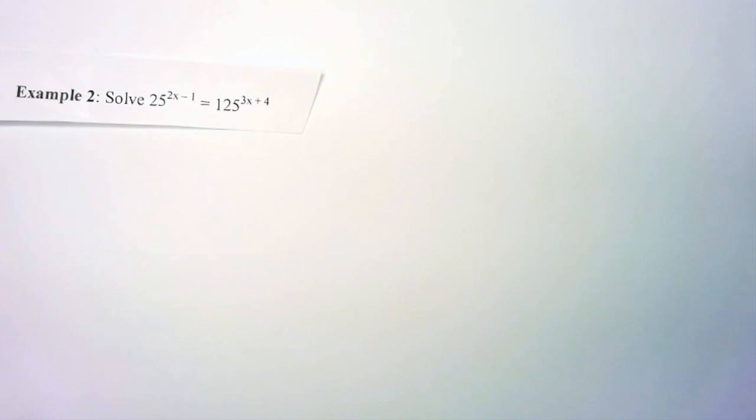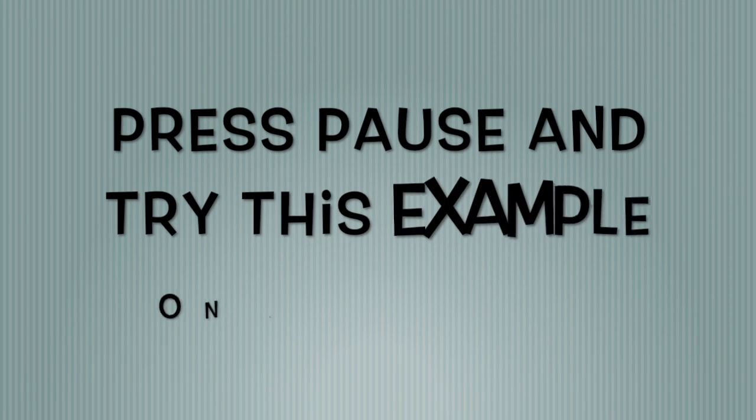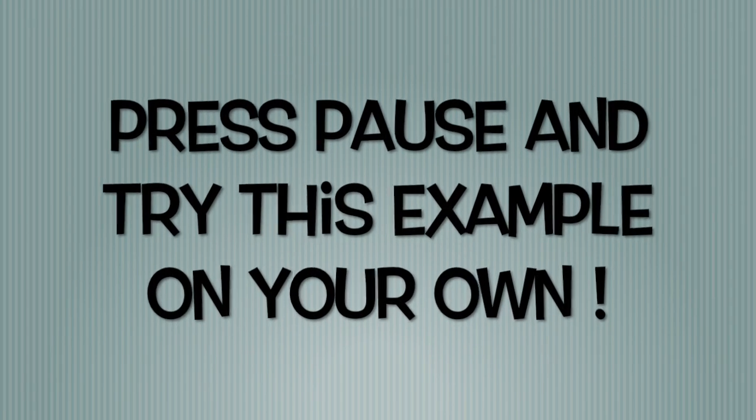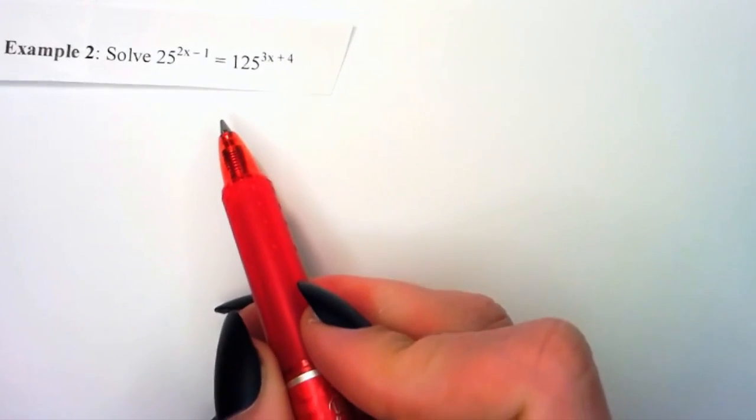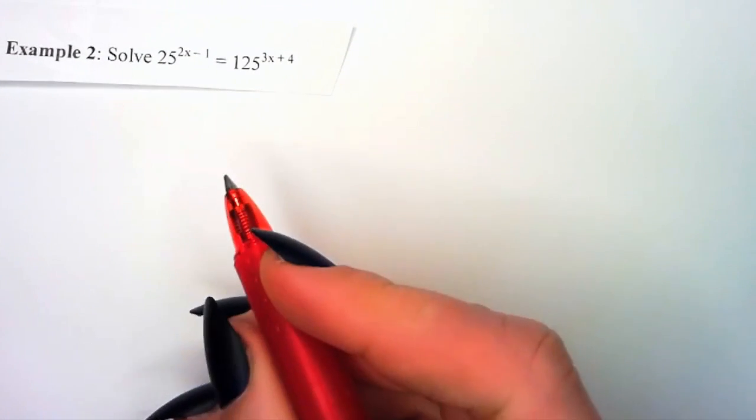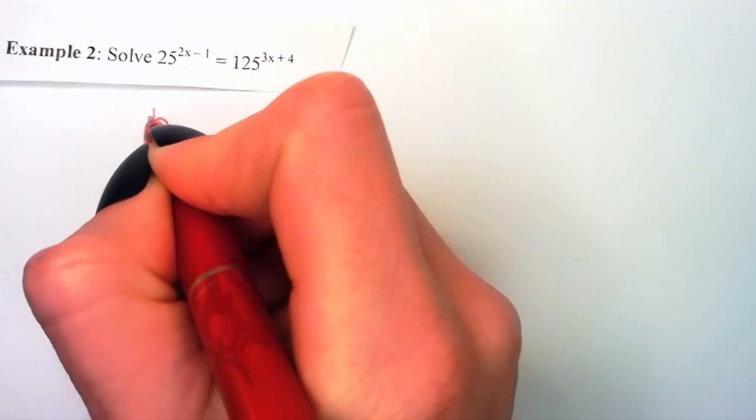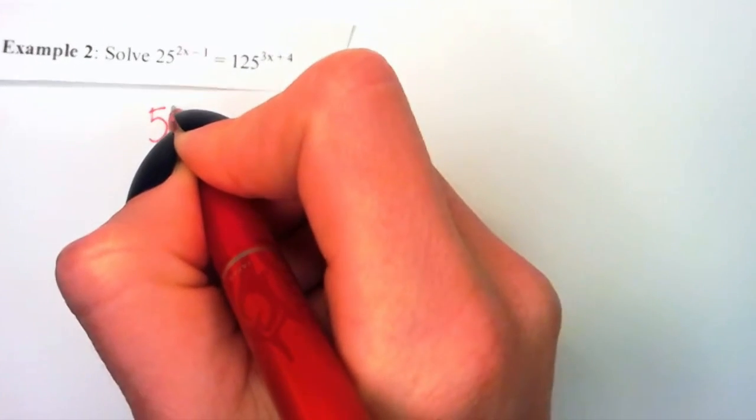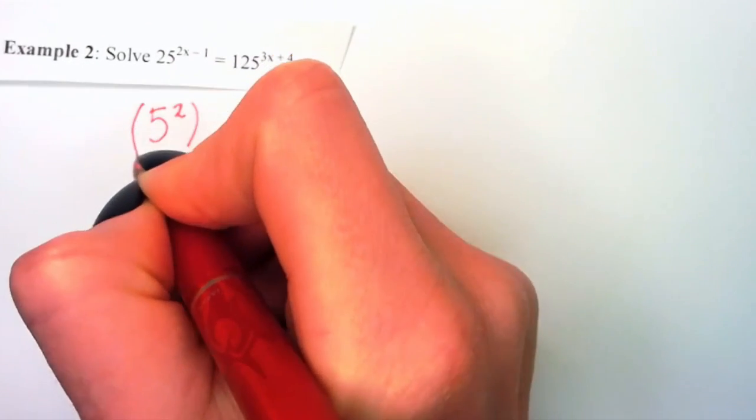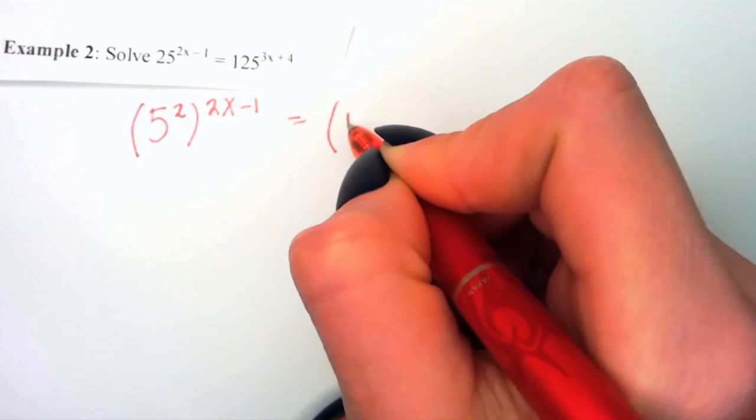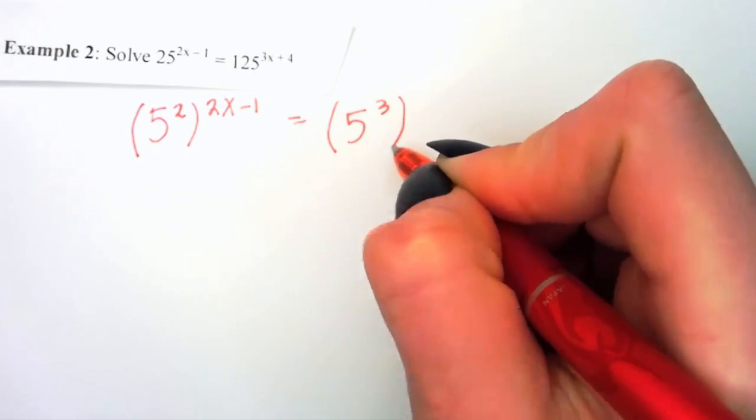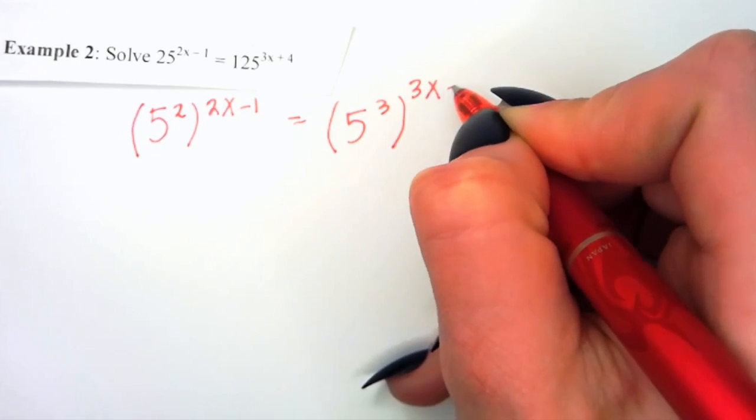Here we have another example. You're more than welcome to press pause and try this one on your own. If you tried it on your own, I hope you didn't take the ln of both sides. This one was a swap opportunity. We could have rewritten both sides with 5 as the base. 5 to the second could have been swapped in for 25 to the 2x minus 1, and 5 to the third could be swapped in for 125 raised to the 3x plus 4.